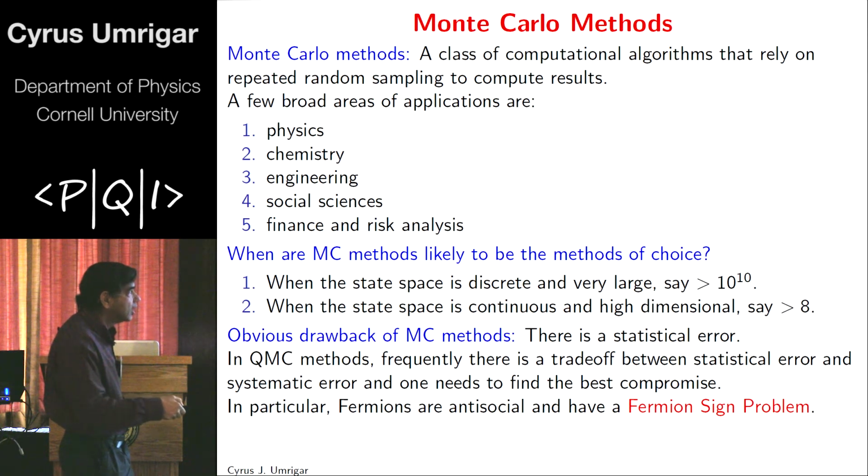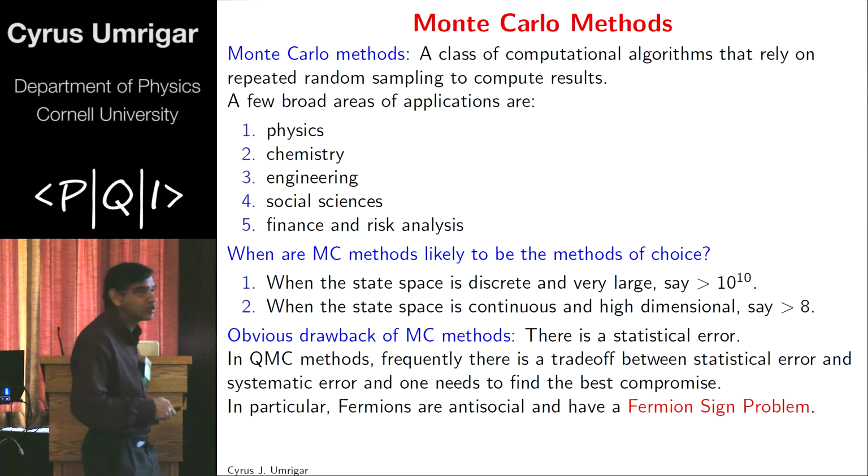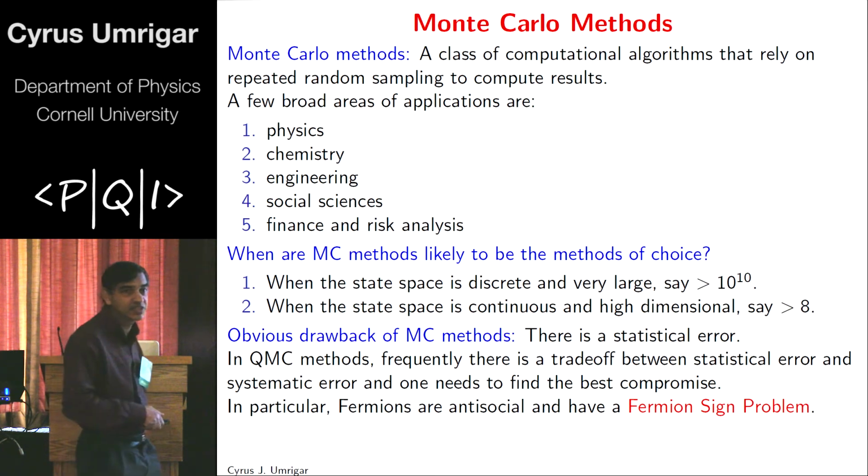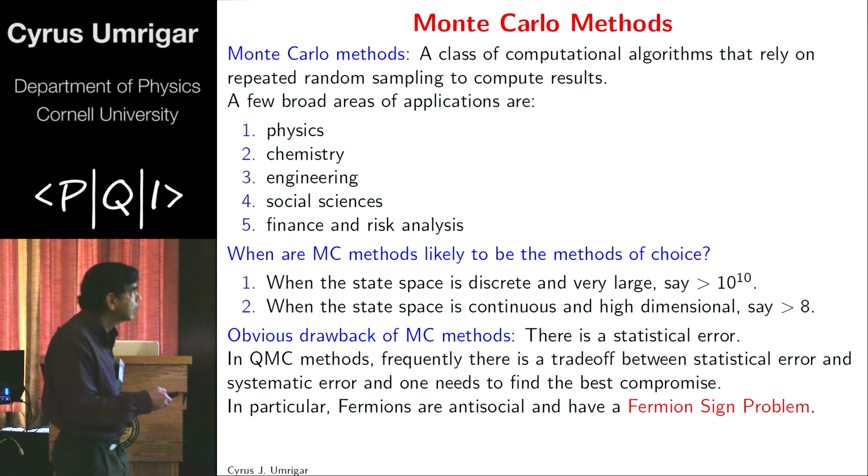The drawback is, of course, that they have a statistical error, and for quantum Monte Carlo methods in particular, there's often a trade-off between reducing the statistical error and a systematic error. So in particular for fermions, as Martin Zwerlein pointed out, fermions are antisocial, and they result in a fermion sign problem, and that is the main thing that limits the accuracy of quantum Monte Carlo methods.